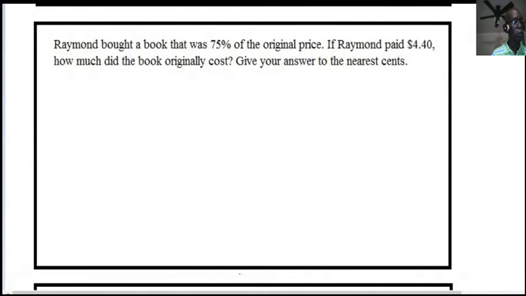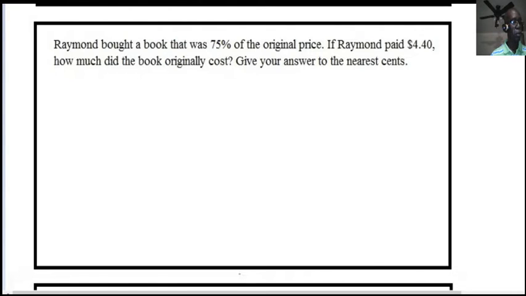Here is our first example. You can pause the video and try to work the problem on your own before looking at my solution. Raymond bought a book that was 75% of the original price. If Raymond paid $4.40, how much did the book originally cost? Give your answer to the nearest cents.